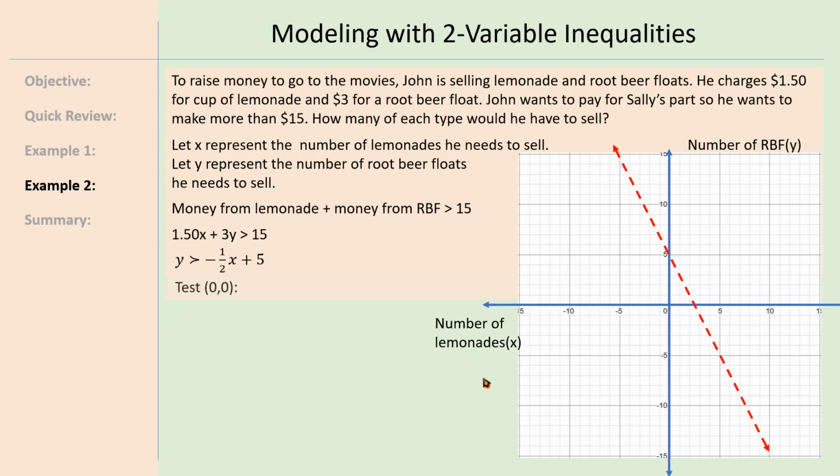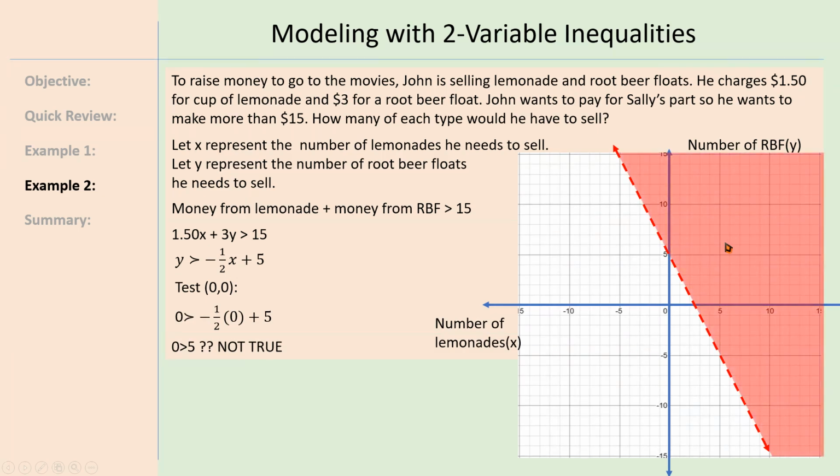So test 0, 0. I put 0 in for X and 0 in for Y. I have 0 is greater than 5. And that's not true, right? So I tested 0, 0, and it's not true. So none of the points on this side will work. So I know that the other side will work. I'm going to shade the other side in. That means every single point on the side that is red is going to work. Okay, that's the solution.